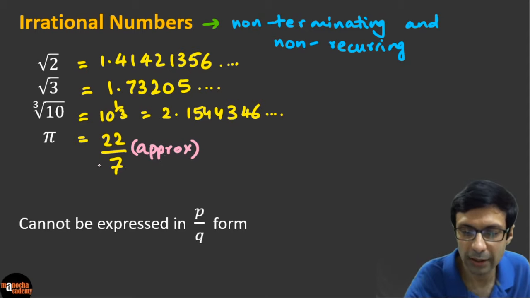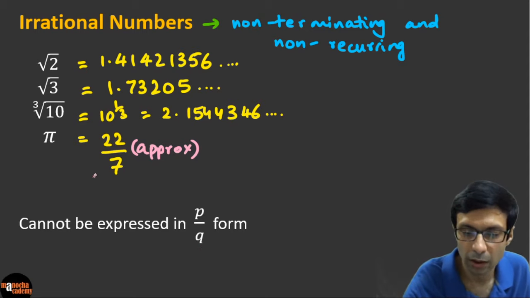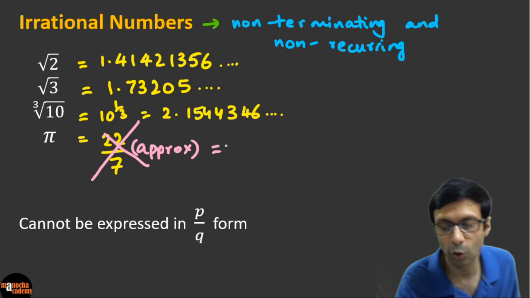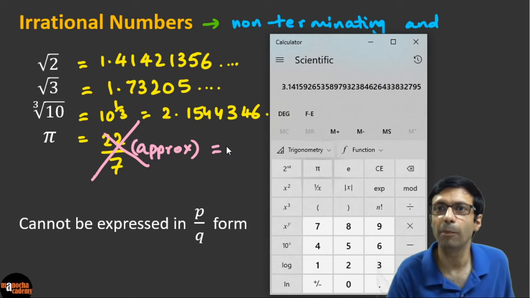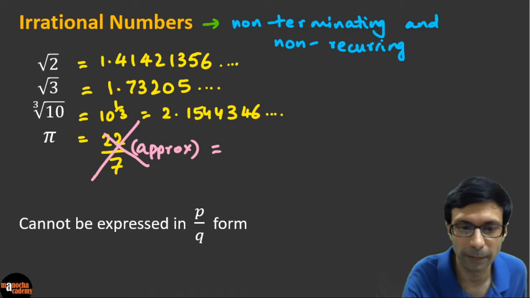So we are not going to consider that, because if you look at that, then it looks like a p by q form. So it will be a rational number. So that's our approximate value. We won't take that. So you know that pi has the value, and you can check in the calculator also. 3.14159, you know, it just goes on and on.